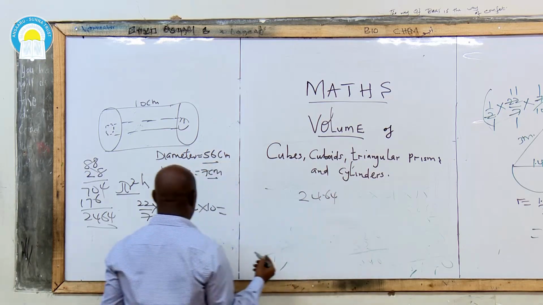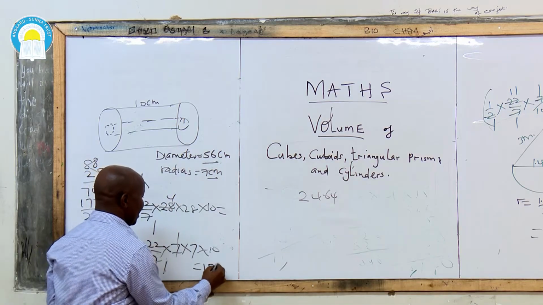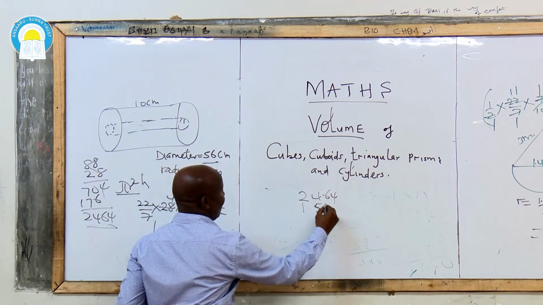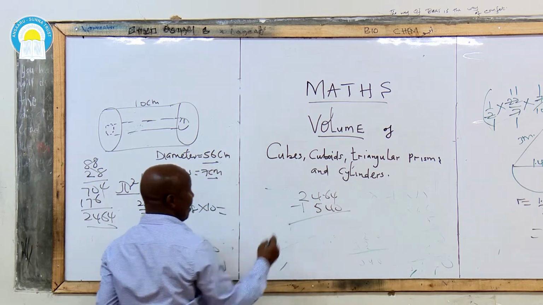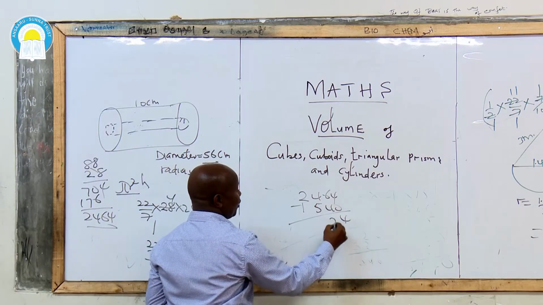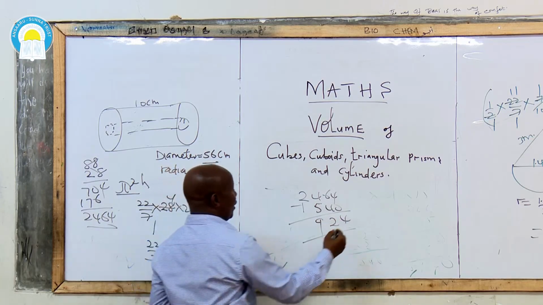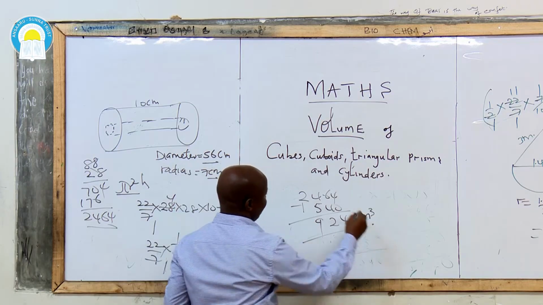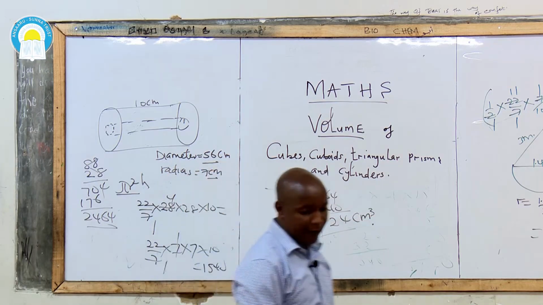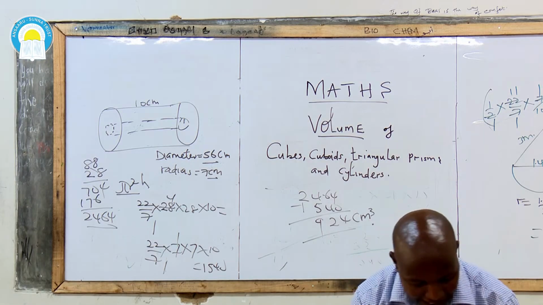So for your work now, you just subtract: 2,464 take away 1,540. Then the remainder is the volume of the timber. So our answer was 924 cubic centimeters. That's how you get the volume of that figure. When you are given the combined shapes, you get the answer directly.